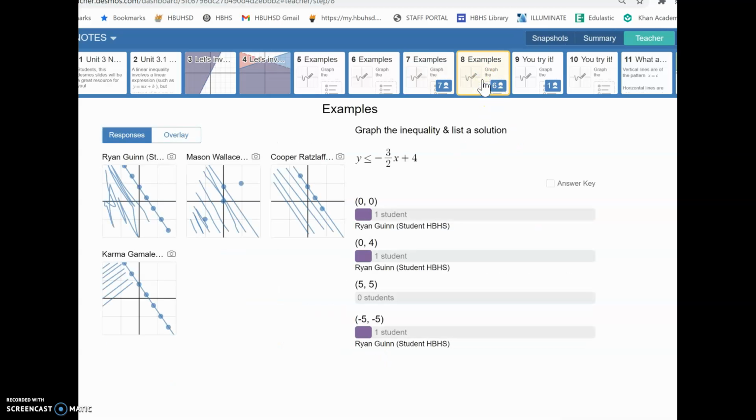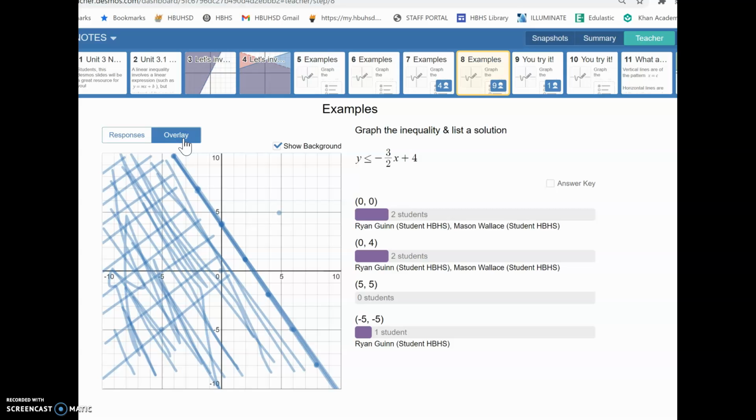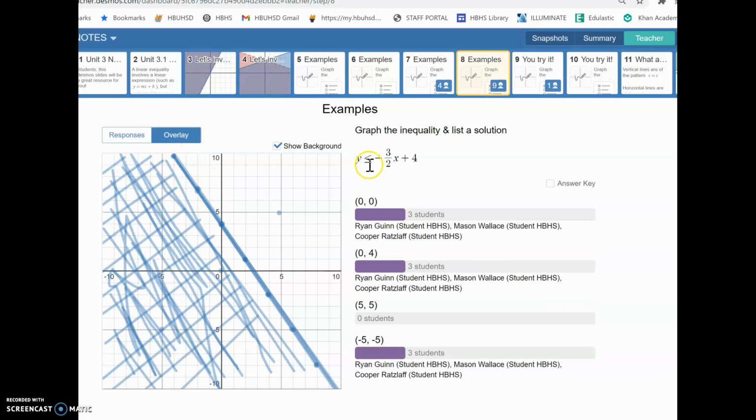Here's our last one with the exact same line. I see you guys are already getting started and looking really good. Same line as before. This time it's clearly a solid line because it has the underline. Underline means it's a line. And this time (0, 0) is a solution. That's right, (0, 4) is a solution on the solid line. And (-5, -5) is a solution. So great job so far on this.